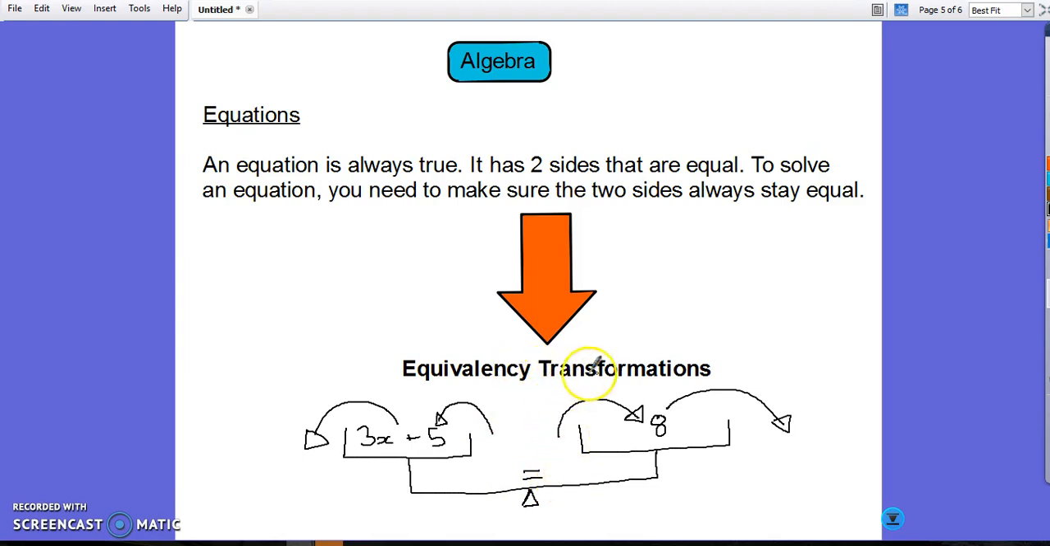Now I'll go through the equivalency transformations in the next video. Please now pause this video on this screen so that you can write out these notes, and I look forward to seeing you in the next video where we can briefly go through the different kinds of equivalency transformations.